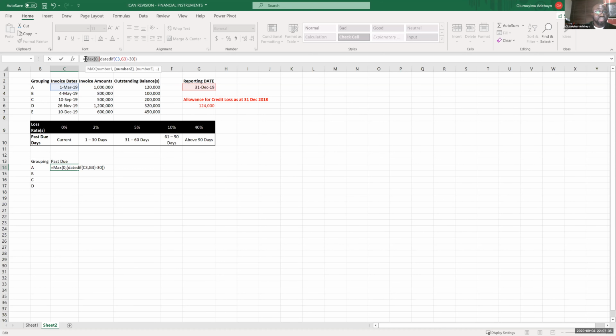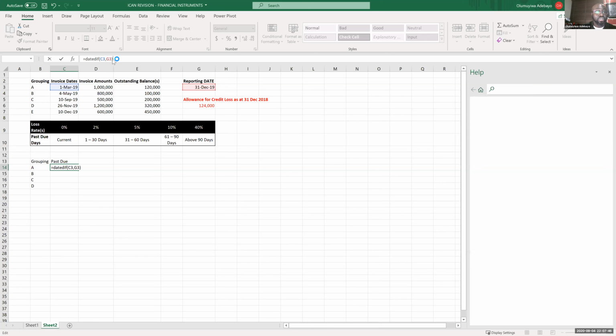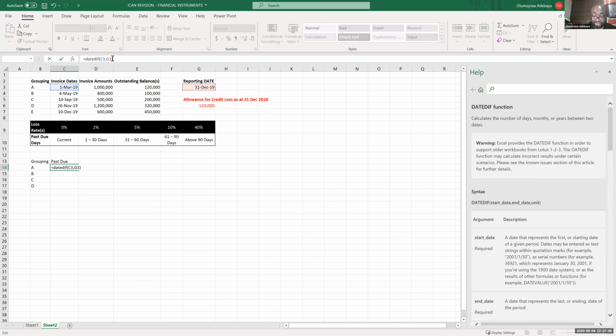Okay, let me first of all find the date difference. Okay, I've seen where it went wrong. I didn't calculate in days. That gives me 305 days from invoice date to the end of the year, but that's not what I wanted. I wanted to know what is the difference in the days after I consider my credit period.